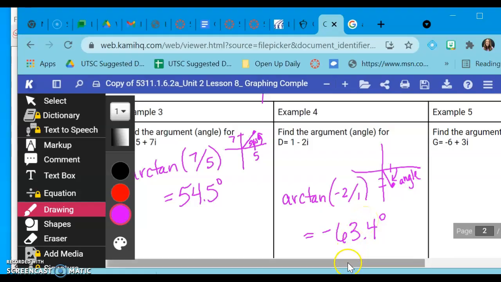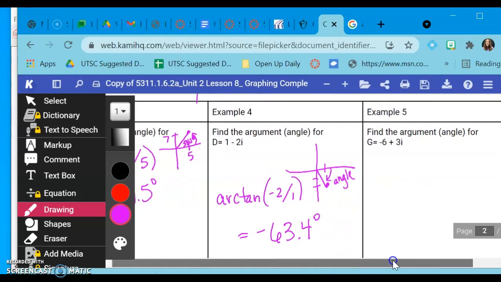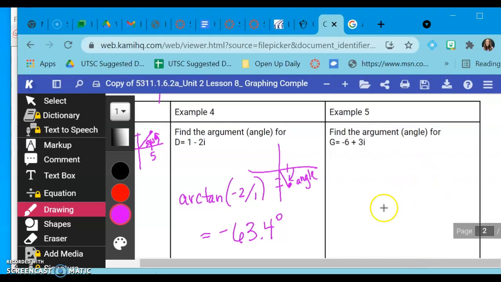Now, an advanced one, we'll actually be learning this a little bit later in the year, but just in case you're ready for this now, this would be advanced. What happens if we're not in the first or fourth quadrant? Well, it's a little trickier. So first I'm going to sketch this. I get -6 and then up 3. And so I'm actually looking for this angle right here. So it should be positive.